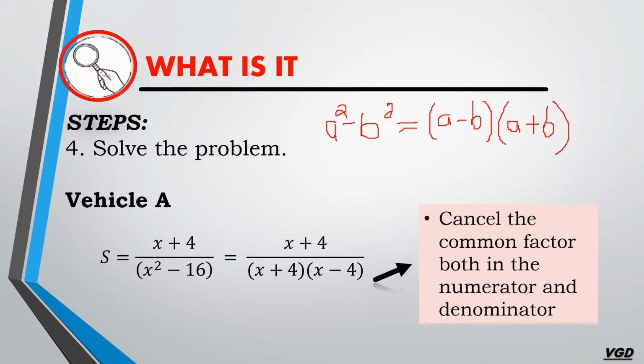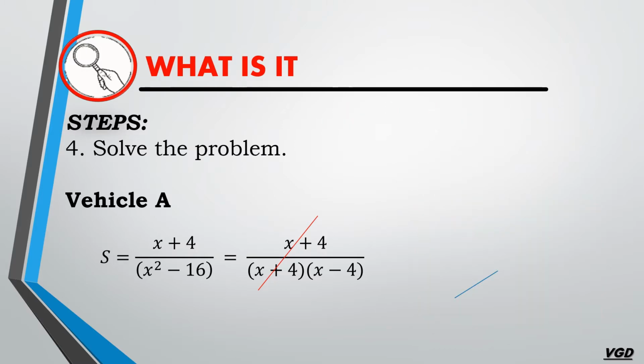Take note that we can still cancel the common factor both in the numerator and denominator. So we can cancel x plus 4. Take note that as we divide x plus 4 by x plus 4, the answer will always be 1. So our final speed for vehicle A is 1 over x minus 4.